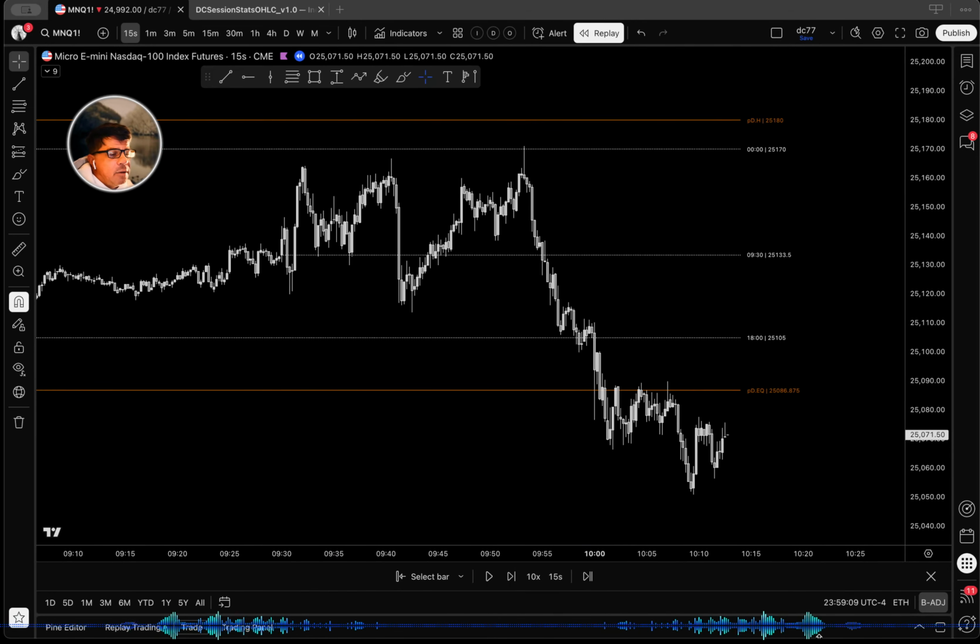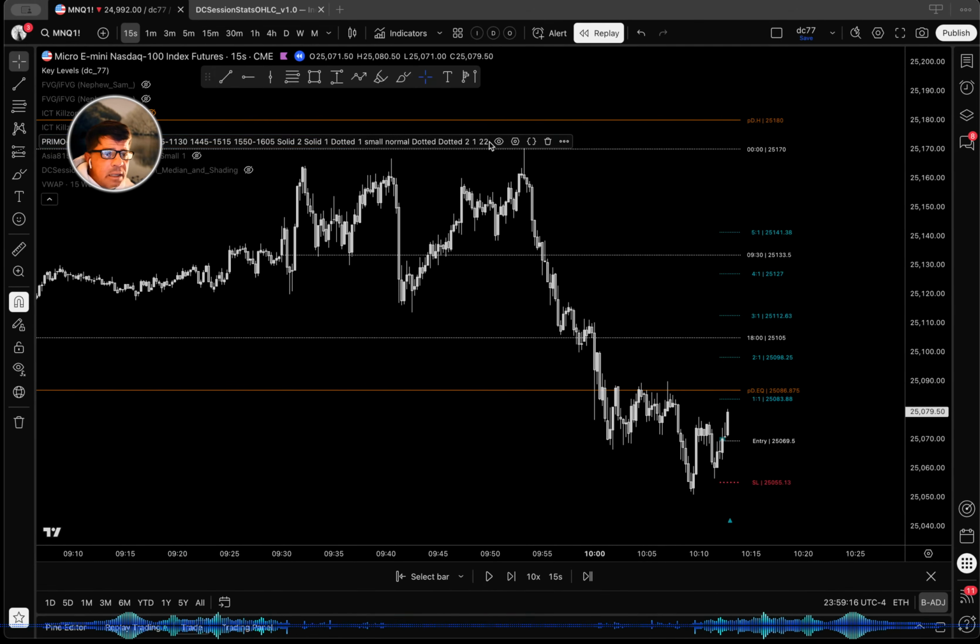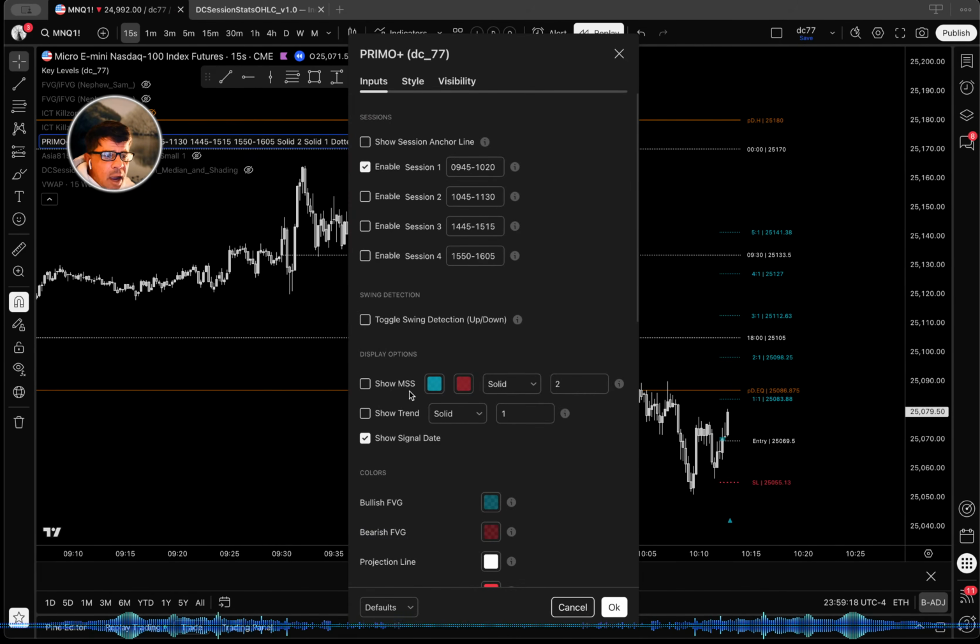Throwing up one more candle here. Boom. There's your market structure shift. This is my Primo indicator. I don't have the market structure shift toggle on, but you can see it right there.